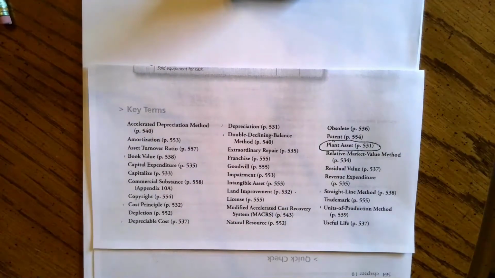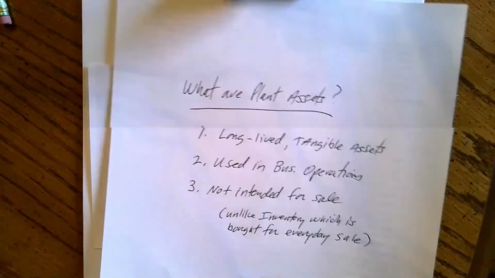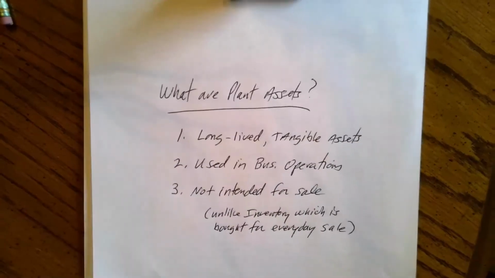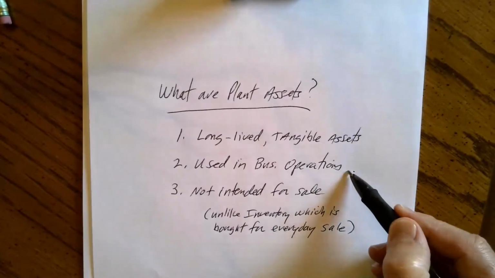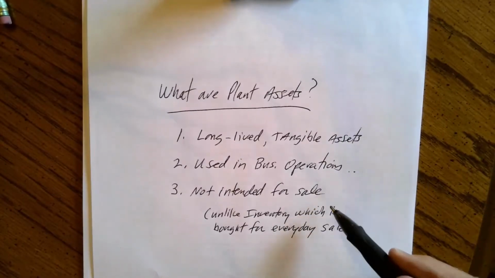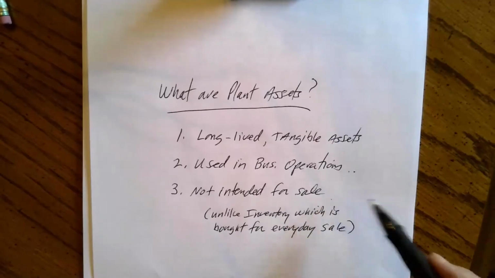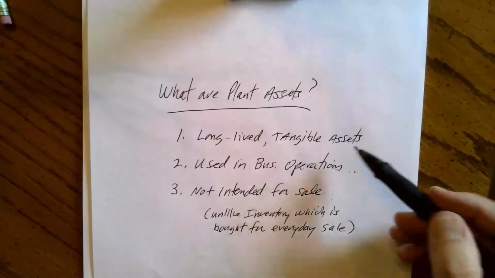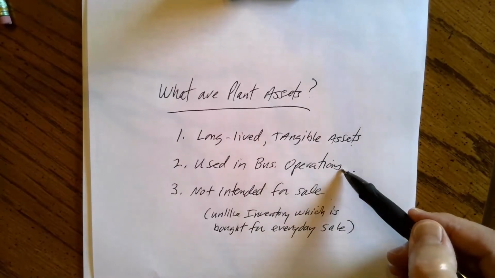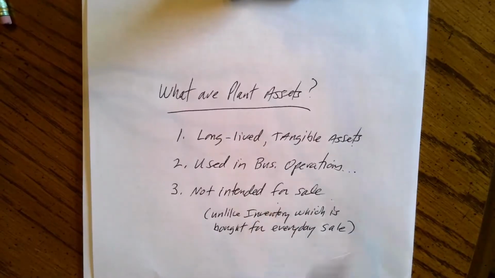What are plant assets? They're long-lived, tangible assets used in the business operation to make goods, generate profit, and they're not intended for sale, unlike inventory, which is bought for everyday sale. So, long-lived, tangible, used in the operations, not intended for sale.